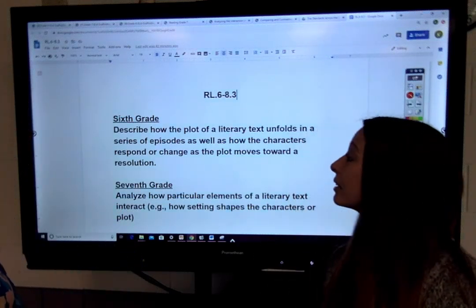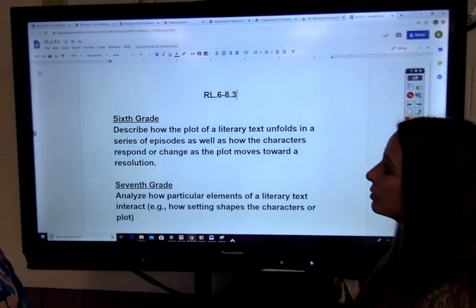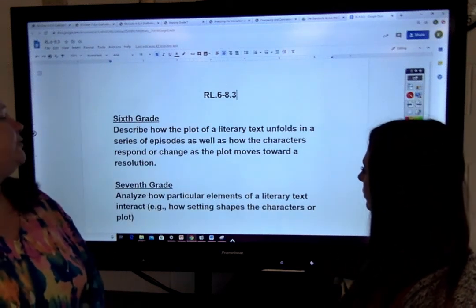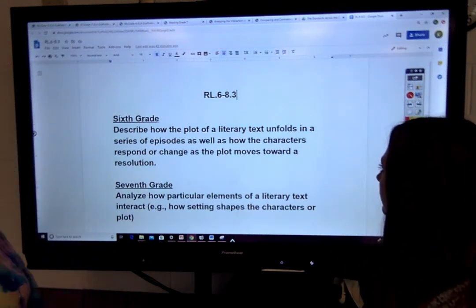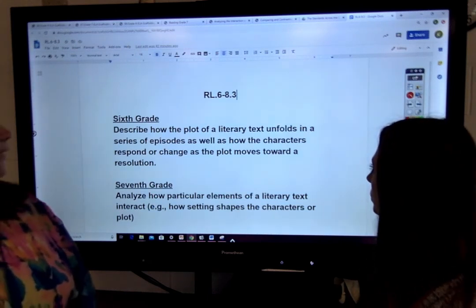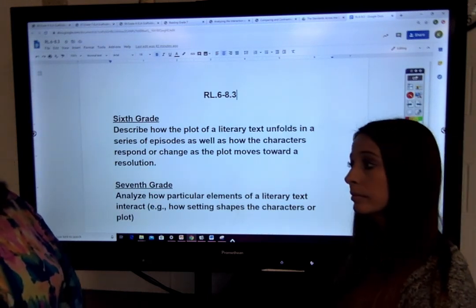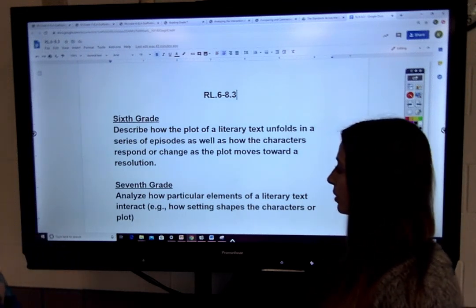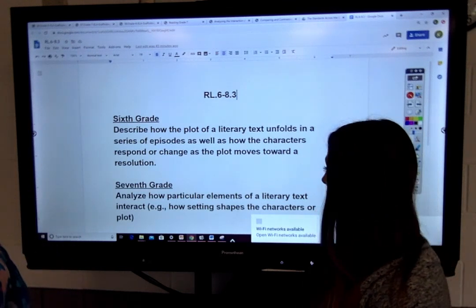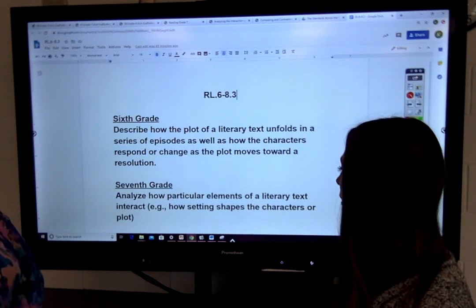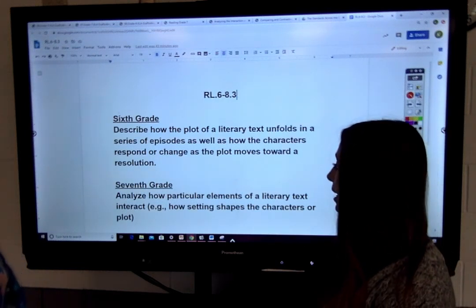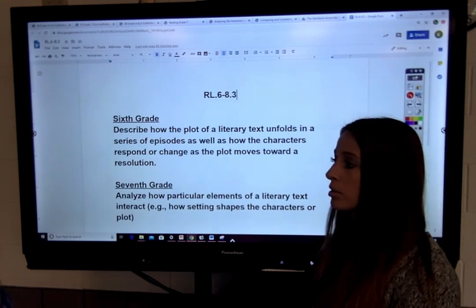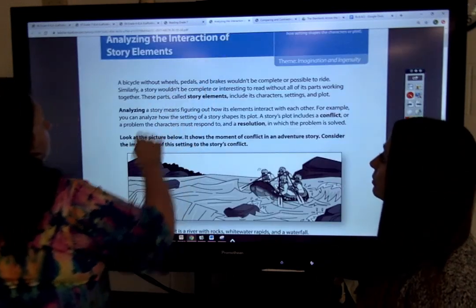Today we're going to look at standards RL.6.3 and RL.7.3. The 6th grade standard says describe how the plot of a literary text unfolds in a series of episodes, as well as how the characters respond or change as the plot moves toward a resolution. 7th grade is very similar. It says analyze how particular elements of a literary text interact, how setting shapes the characters or plot. So you're going to be looking at story elements here.